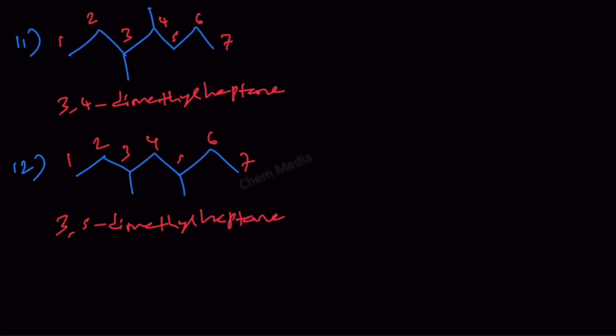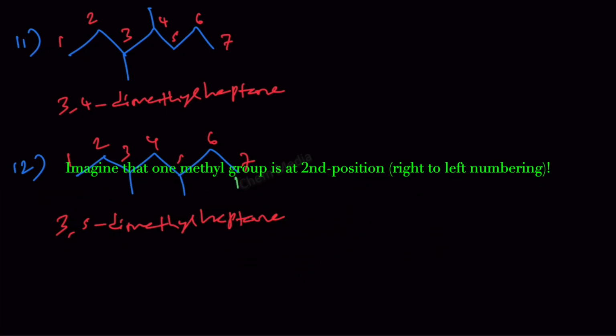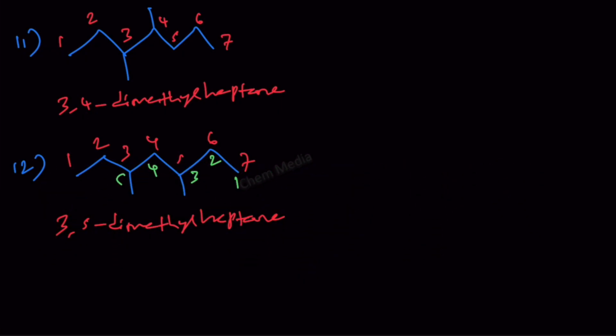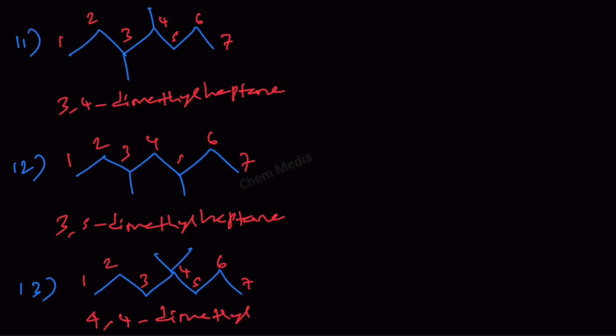And then number 13, we cannot write 3,6-dimethylheptane. Why? Because if you number it this way, it would become 2,5-dimethylheptane once again. That's a redundancy. Now we have to think about the next option, which is moving both the methyl groups to the fourth position. Let's put both the methyl groups at fourth position. That is another isomer. So this is 4,4-dimethylheptane.